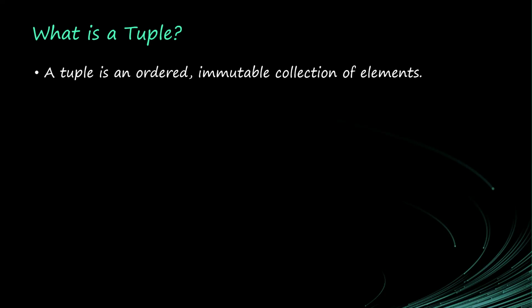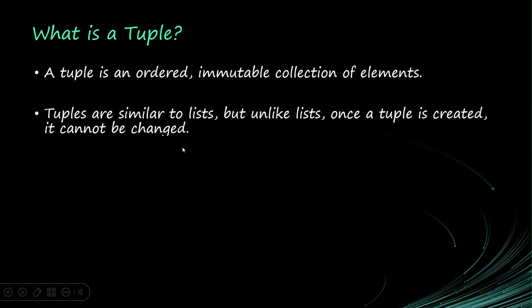So now, when you create a tuple, you don't change it. It is immutable. Tuples are similar to lists, but unlike lists, once a tuple is created, it cannot be changed. They are similar because they are ordered, and they're also a collection of elements, so you can use them to store elements. But the difference is that lists are mutable, while tuples are not.